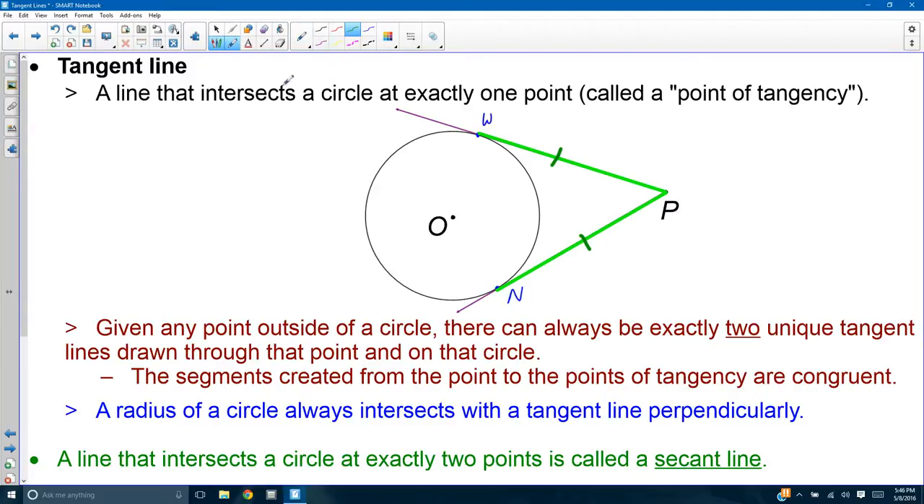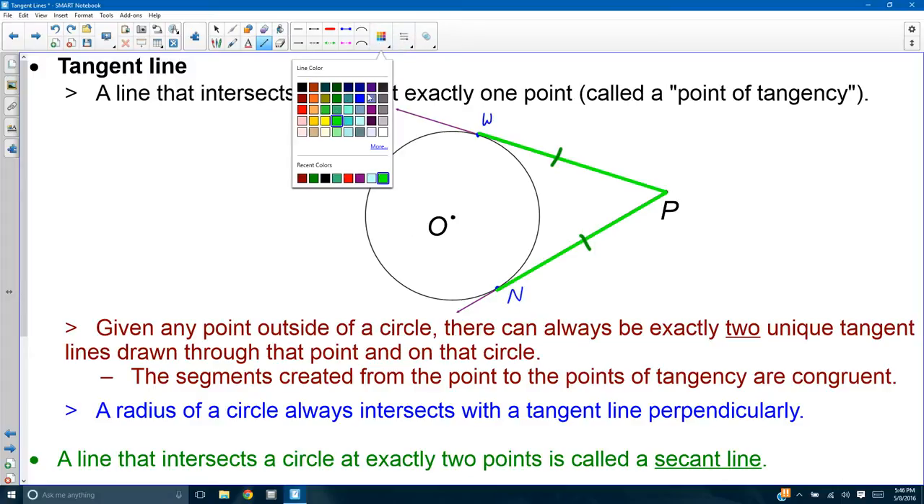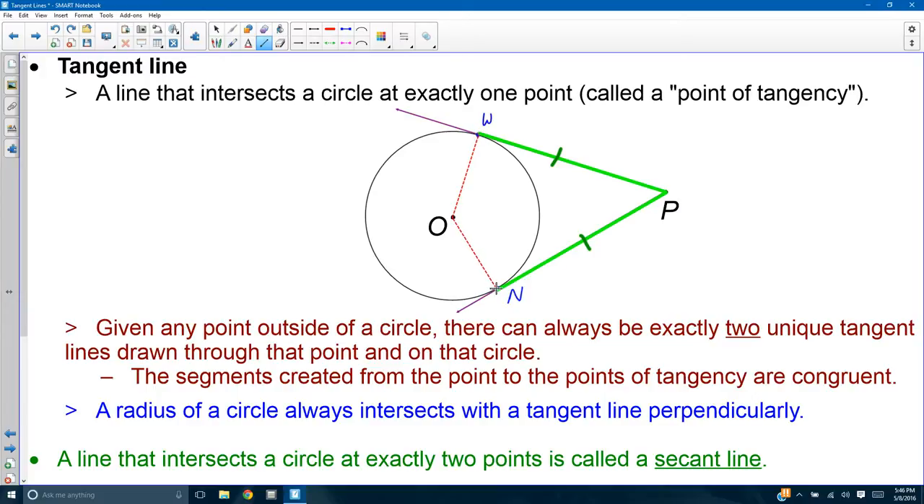So this circle is defined by its center. This is called circle O because its center is at O. And any segment from the center to any part of the circle is called the radius. So I'm going to go ahead and draw 2 radii. I'm going to draw one from the center to point W and one from the center to point N. Both of these intersect with those tangent lines perpendicularly. What does that mean? It means this is a right angle. It means this is a right angle right there.